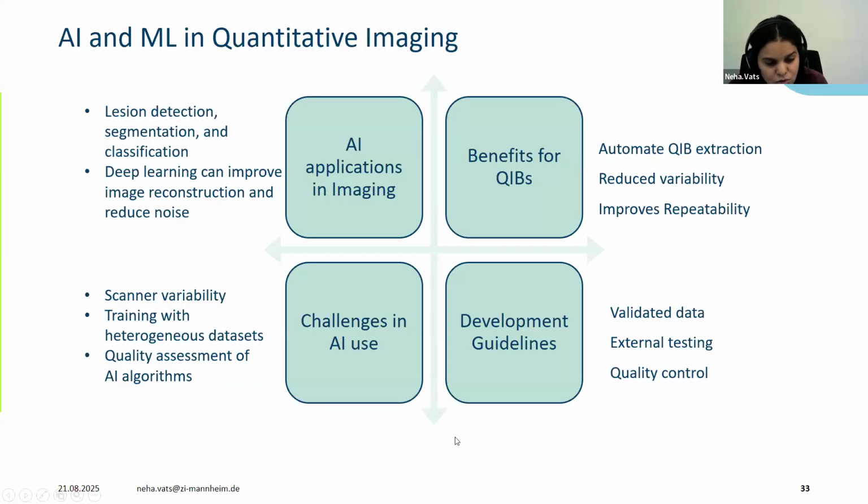Developmental guidelines. We can have development guidelines, like having a validated data set and external testing, and we should have quality control.